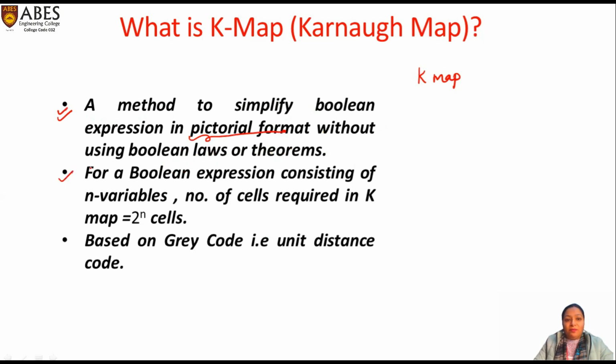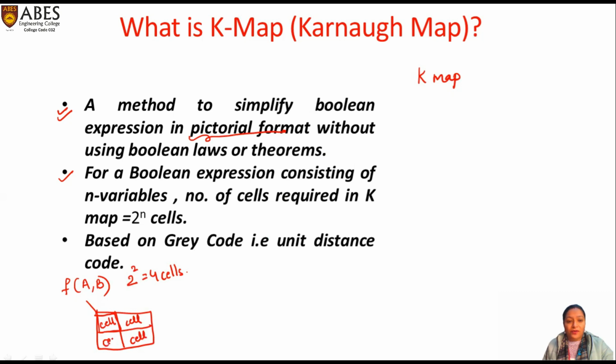All these are the identities that we have already studied in Boolean algebra. Now, for a Boolean expression consisting of n variables, the number of cells required in a K-map is 2 raised to the power n. Now understand this point. If we have a Boolean function comprising only 2 variables, we can create 4 cells in the K-map, 2 raised to the power 2, that is 4 cells. This box is called a cell. These are 4 cells of the K-map, and here we write the variable A and here we write the variable B.